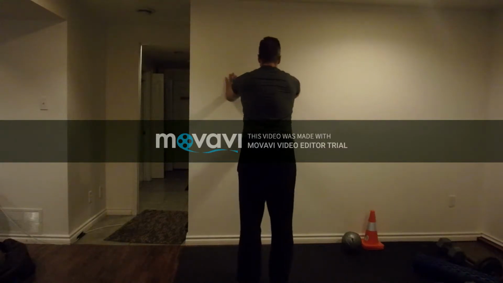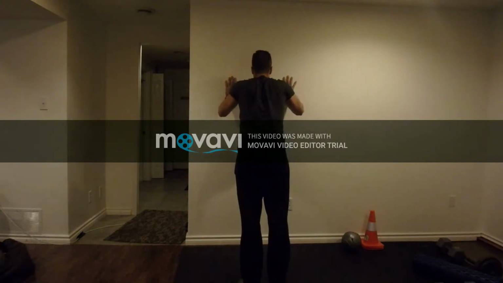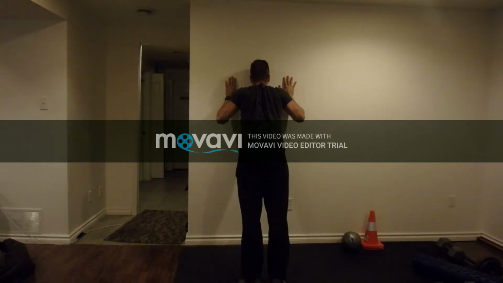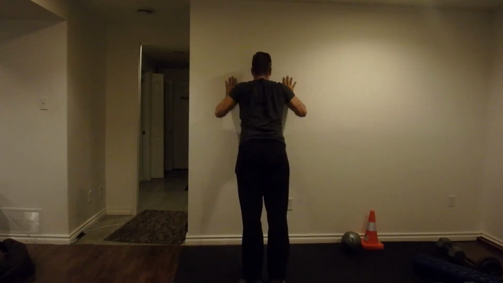So we're going to go over protraction and retraction of the shoulder girdle. At the very top, the shoulder girdle is protracted. And then as I go down, it retracts. So protraction, retraction of the shoulder girdle. And this happens in the frontal plane and the anterior-posterior axis.